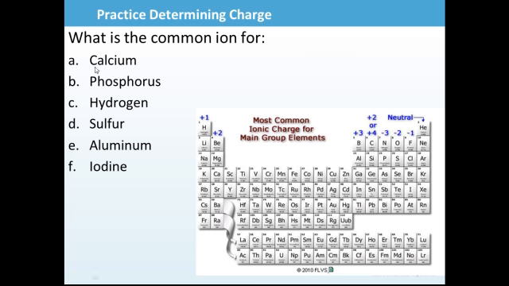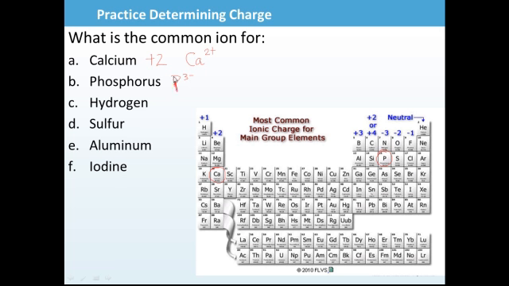Welcome back. The first one we see is calcium. We have to find calcium on the periodic table. Here it is over on the left-hand side. We go to the top and we see it forms a +2 charge. So when we write it out, it's going to be calcium 2+. Phosphorus, we just talked about, that's over here on the right-hand side. So it's going to be phosphorus with a 3-.